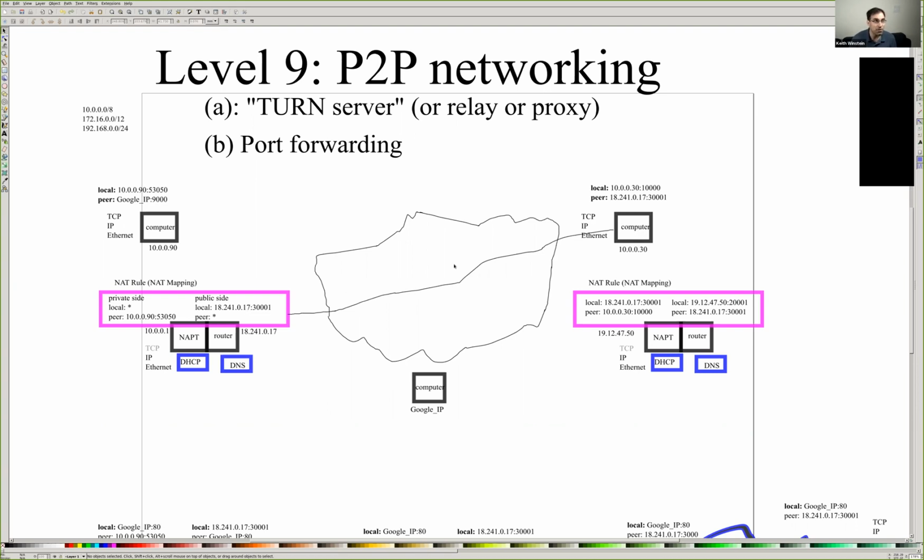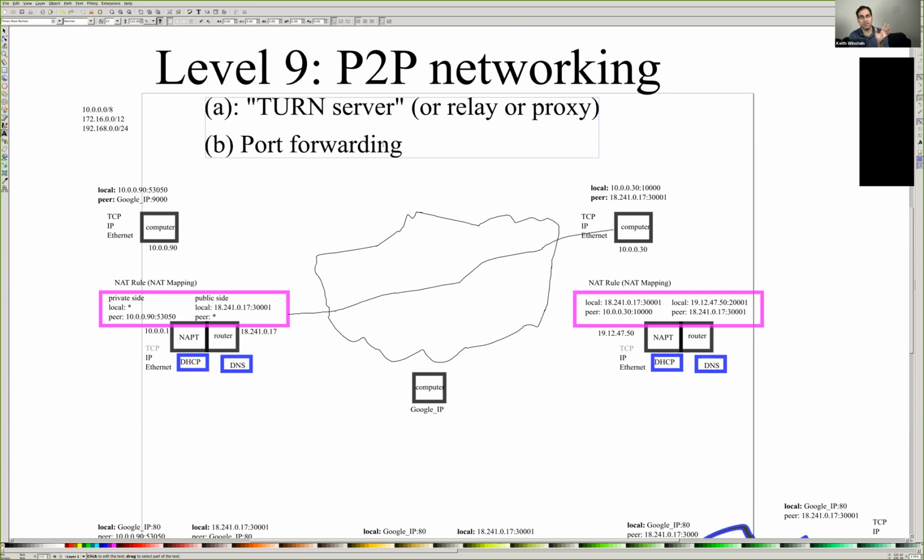But okay, so this computer connects to this NAT, and this NAT says, okay, well, something's coming in here on port 30,001. I don't care whom it's from. I'm going to convert it to go to the local machine, the private IP address of the local machine on port 53050. So now these computers can talk directly. So that's option B, port forwarding. But the only problem with this is that you actually have to log into your NAT and configure this in advance. So there is an option 3.